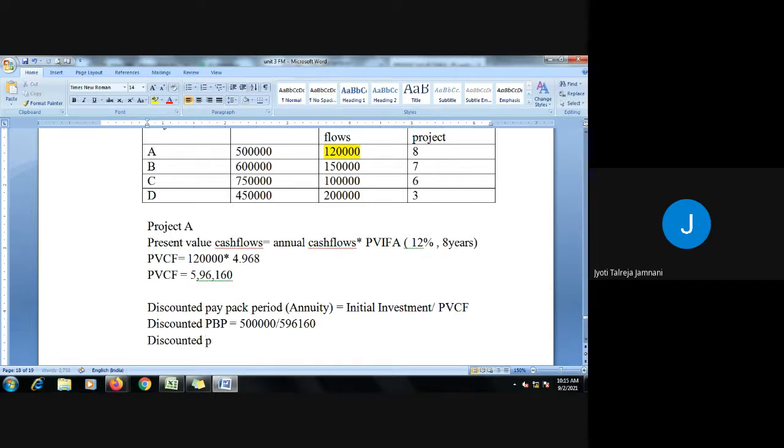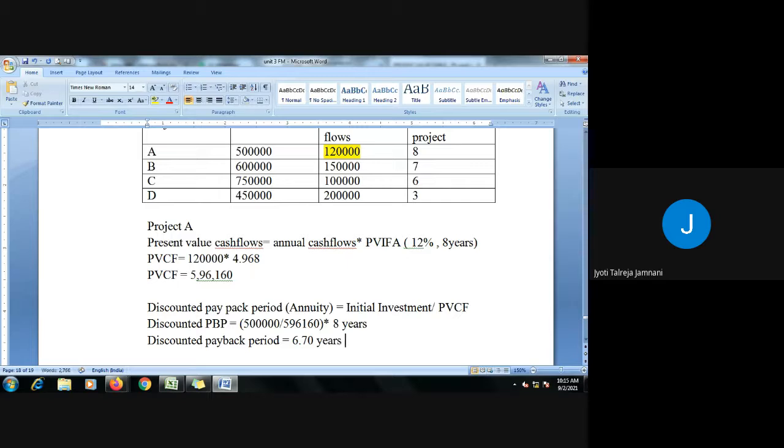Discounted payback period will be equal to this, and you do it into 8 years. So 5 lakh divided by 5,96,160 into 8. If you do, you get 6.70 years.